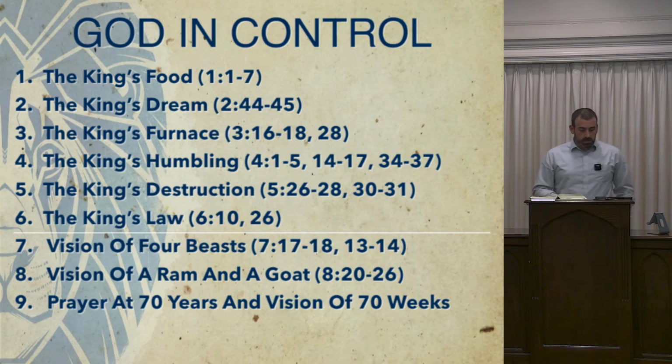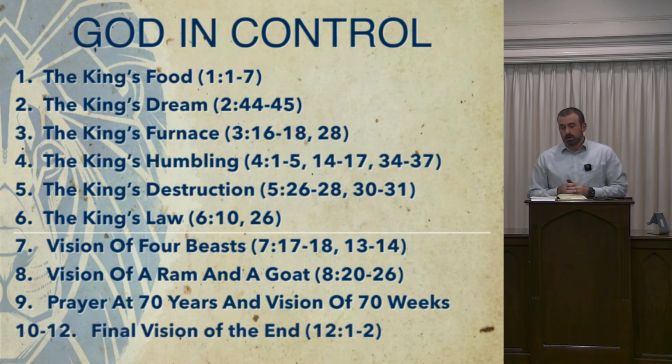And that brings us to the final vision. In chapters 10 through 12, we get one vision that's pretty long, okay? And this vision is not easy for me to describe and lay out, and there's not enough time for me to do that. But what we see in this is Daniel upset at the beginning.